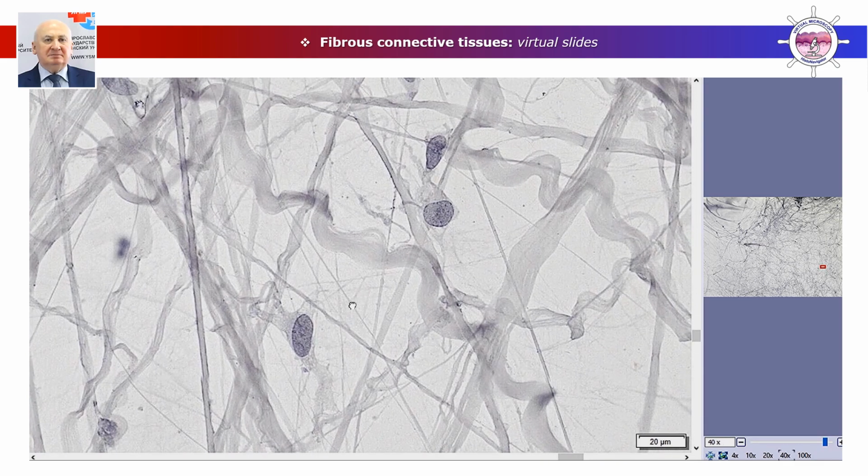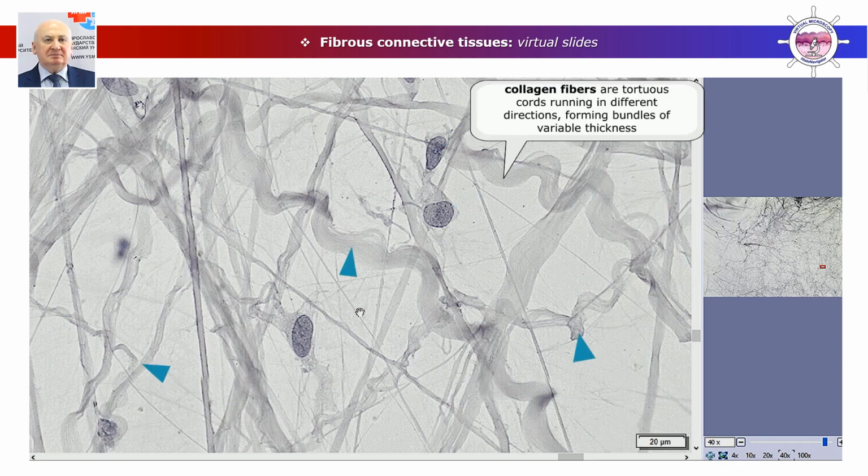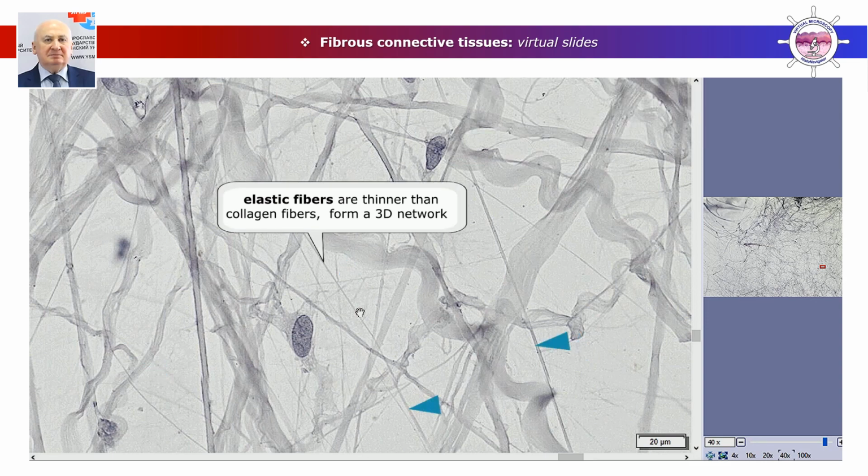Fibroblast is a large irregularly shaped process cell with blurred boundaries and a light nucleus. Collagen fibers are tortuous cords running in different directions, forming bundles of variable thickness. Elastic fibers are thinner than collagen fibers. They do not form bundles and anastomosis.